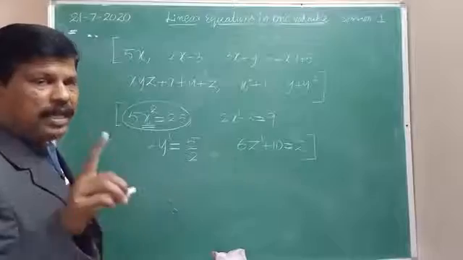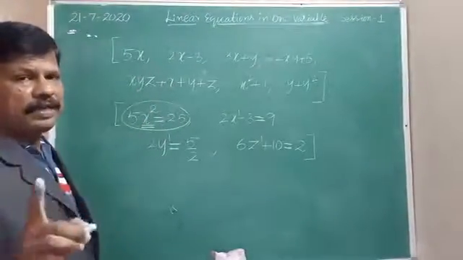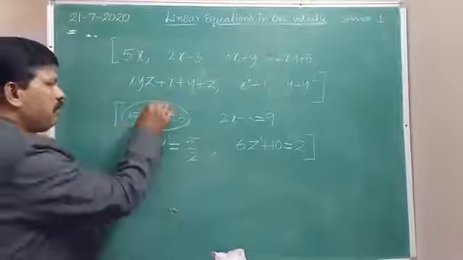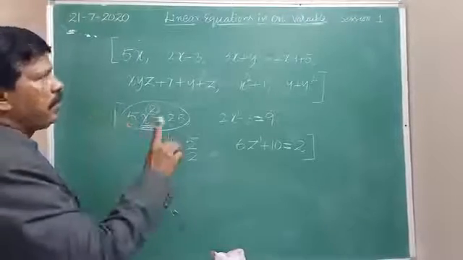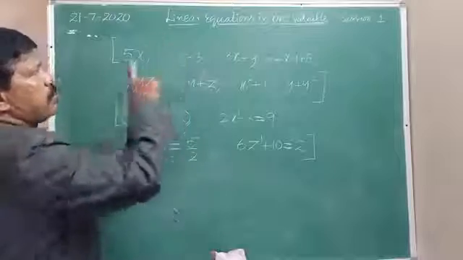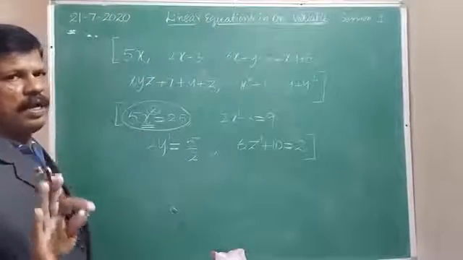This is an equation in one variable, but not a linear equation. Why is this not a linear equation? Because the power of the variable is 2. Remember, the variable power should always be 1. Then only it is called a linear equation in one variable.